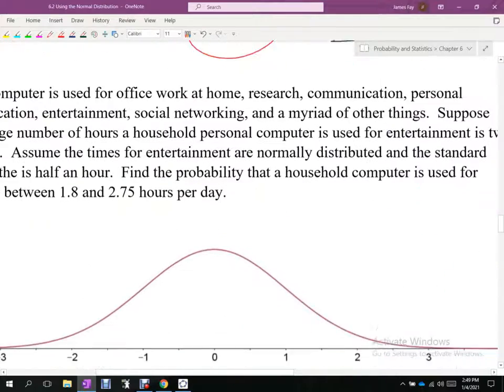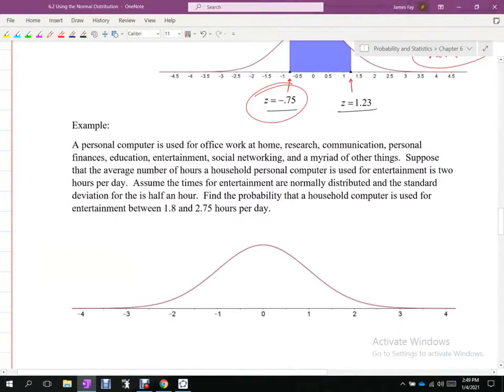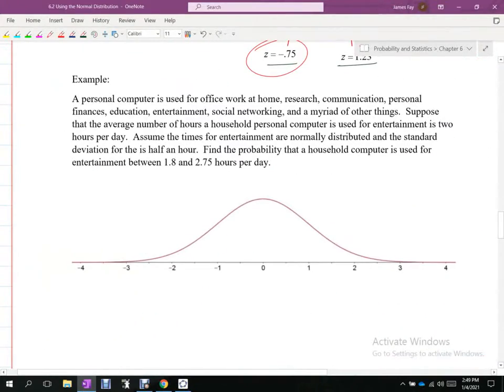I want to do an example, and we'll be done. It says a personal computer is used for office work, at home, research, communication, personal finances, education, entertainment, social networking, and a myriad of other things. Suppose that the average number of hours a household personal computer is used for entertainment is 2 hours per day. So when it says average, what is that in our problem when we're doing z-scores? When it says average, that is mu. So mu is 2.5. Okay.